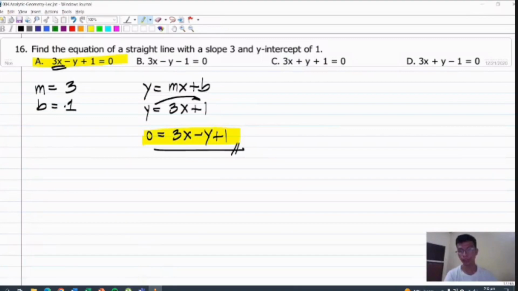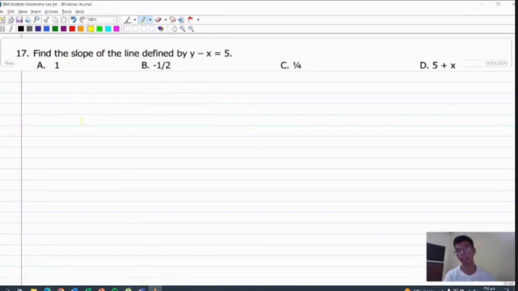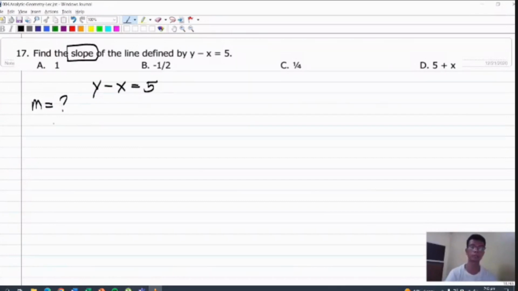Number 17. Find the slope of the line defined by y minus x is equal to 5. So, find the slope. And alam natin sa analytic geometry, the slope is the variable m. And kanino bang form pinakamadaling hanapin ng variable m? So using form number 1 pa din, the slope-intercept form, y is equal to mx plus b.